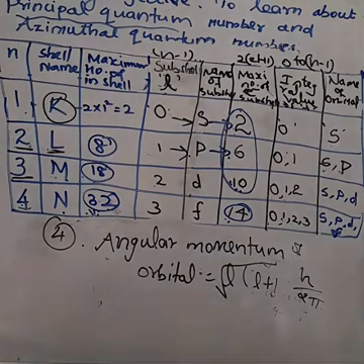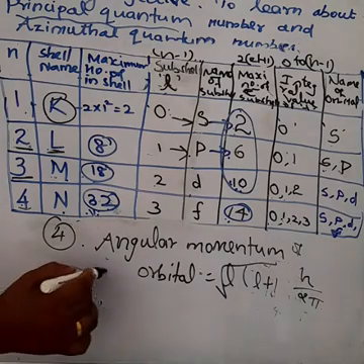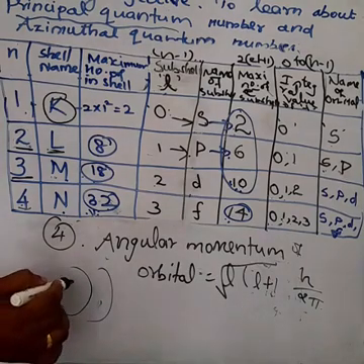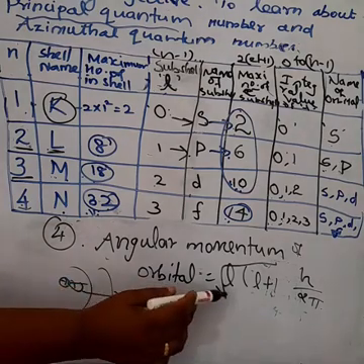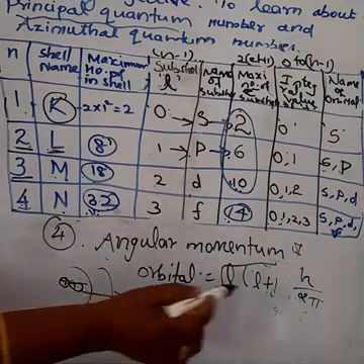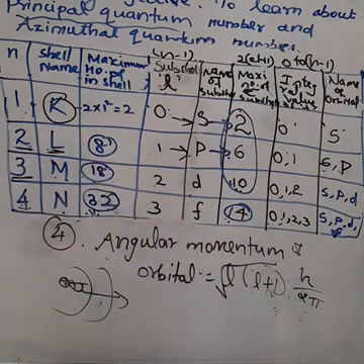When electrons revolve around the nucleus, an angle is created here. The angular momentum we can calculate. What is the formula? Root of L into L plus 1, into h by 2 pi. Understood? These are about the azimuthal quantum number. I hope all of you understood.